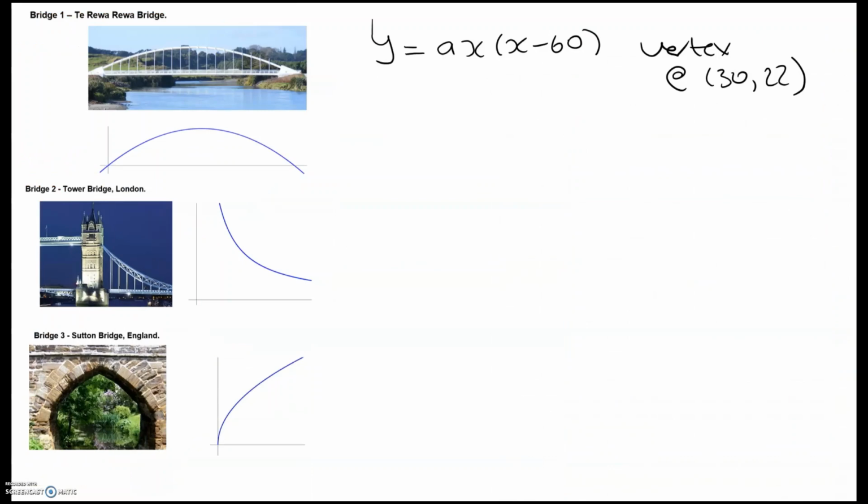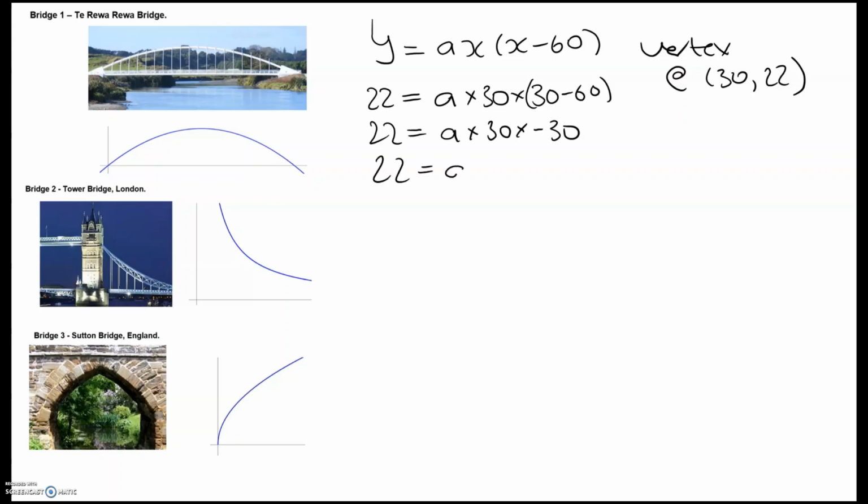Okay guys, I've switched screens and I've got the beginning of the formula that we've developed, and I've also got a coordinate that we are aware of. So we're going to substitute those values in. We know y is going to be equal to 22. So 22 equals a times 30 times (30 minus 60). That's going to become 22 is equal to a times 30 times negative 30. So 22 is going to be equal to a times negative 900. A is therefore going to be negative 22 over 900.